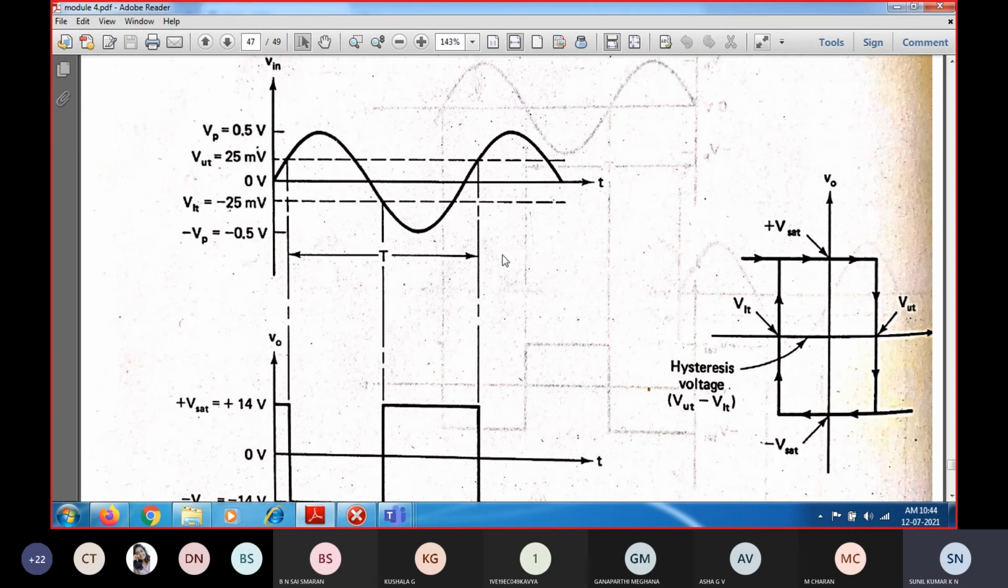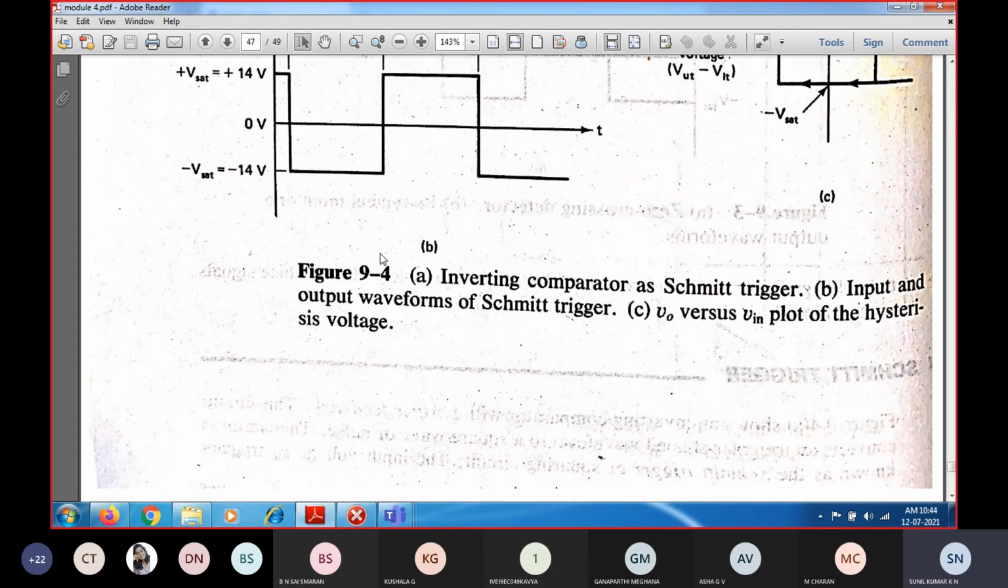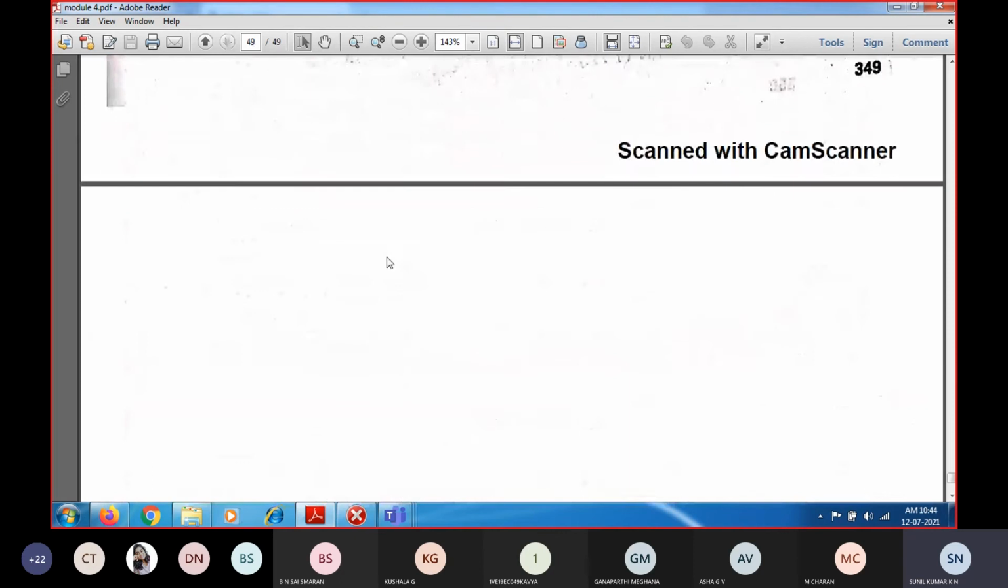So this is the given input signal, 1 volt peak to peak. So the maximum positive peak is 0.5 volt and the negative peak is minus 0.5 volt, and hence 25 millivolts is 0.025 volts. That is the upper trigger point voltage, and minus 0.025 volt is the lower trigger point voltage.